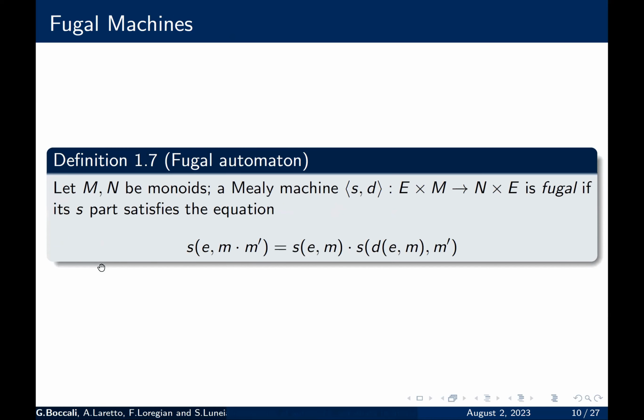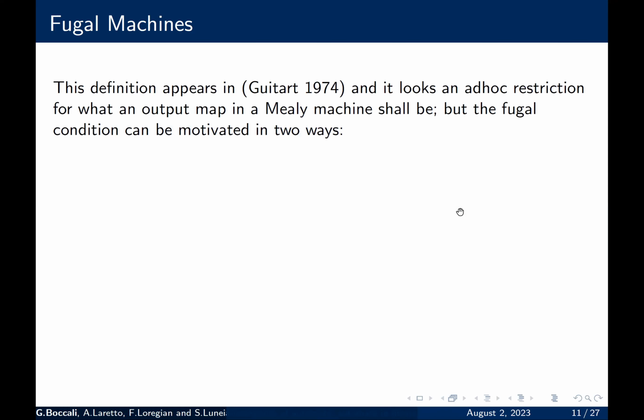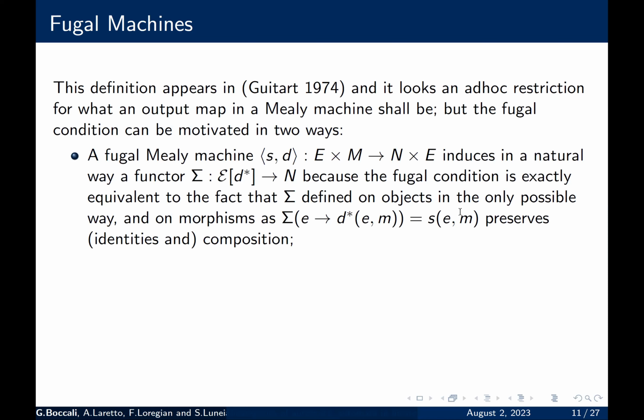Now, we also need a definition given by Guitart that could seem rather ad hoc. This definition is that of fugal automaton. If we have two monoids, a Mealy machine of this form is called fugal if its S part satisfies this equation, which may not be very perspicuous at first sight. We have tried to motivate it in two ways.